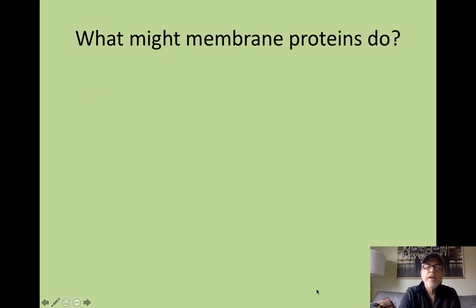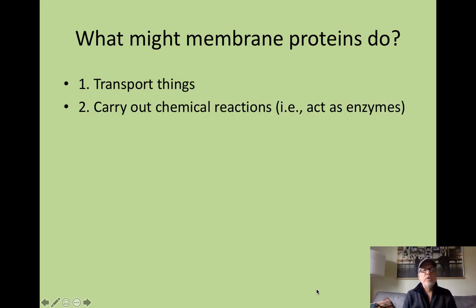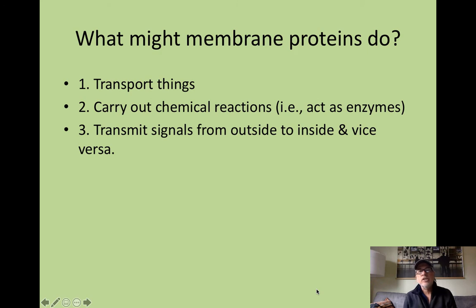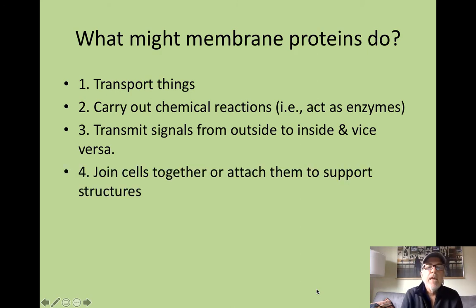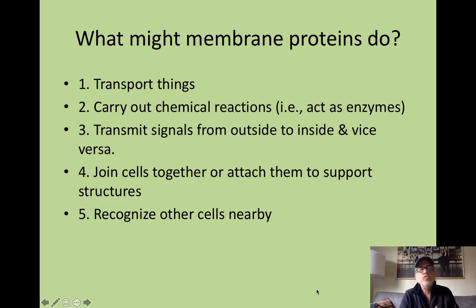So what are these membrane proteins doing? Well, one thing they can do is transport substances across the membrane, and we'll be talking more about that in the upcoming days. They can also carry out chemical reactions at the surface of the membrane. And when a protein carries out a chemical reaction, it is called an enzyme. It could transmit signals from the outside to the inside and vice versa. It could join cells together or attach them to support structures. And it could recognize other cells nearby. So these proteins have a lot of different functions, and we're going to find out more about some of them as we continue in the course.